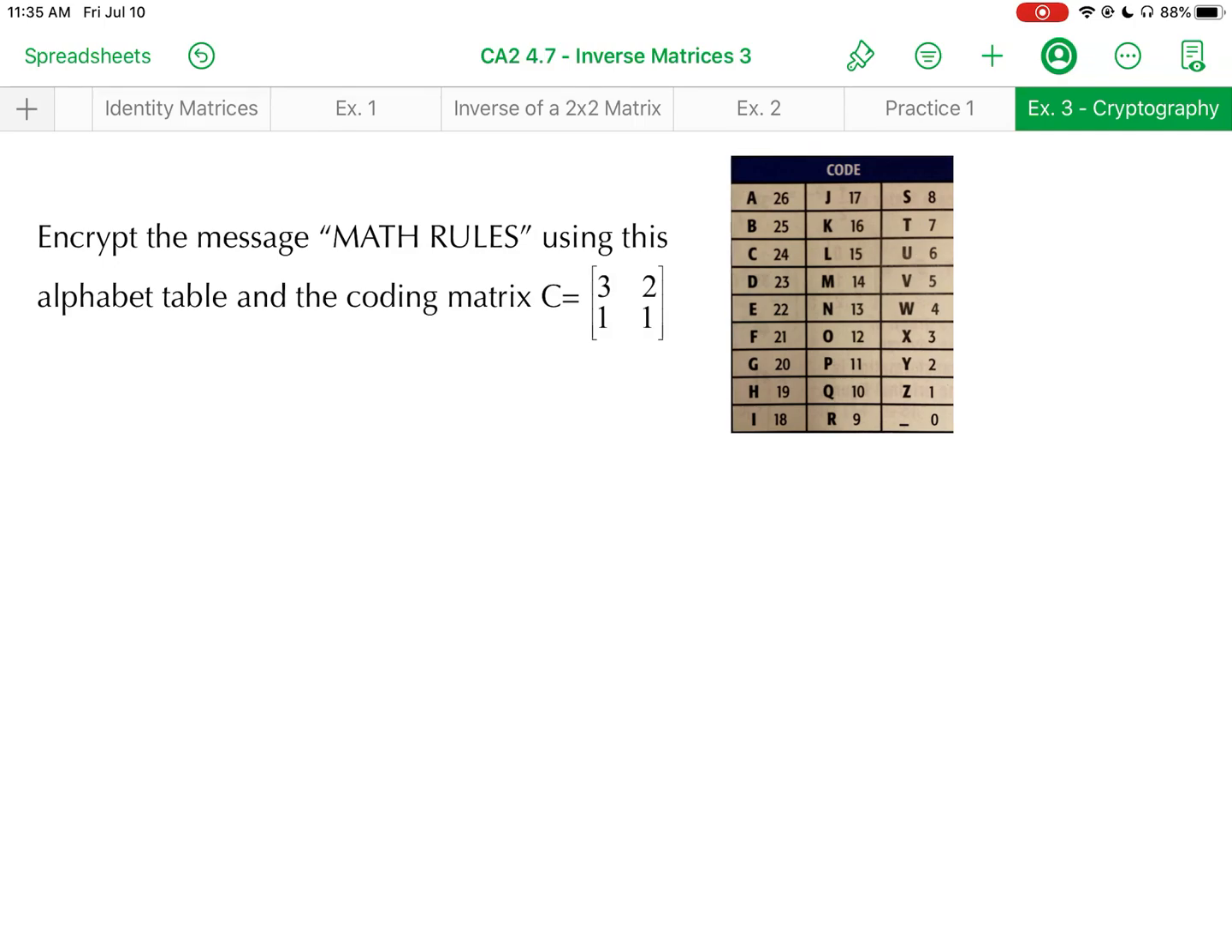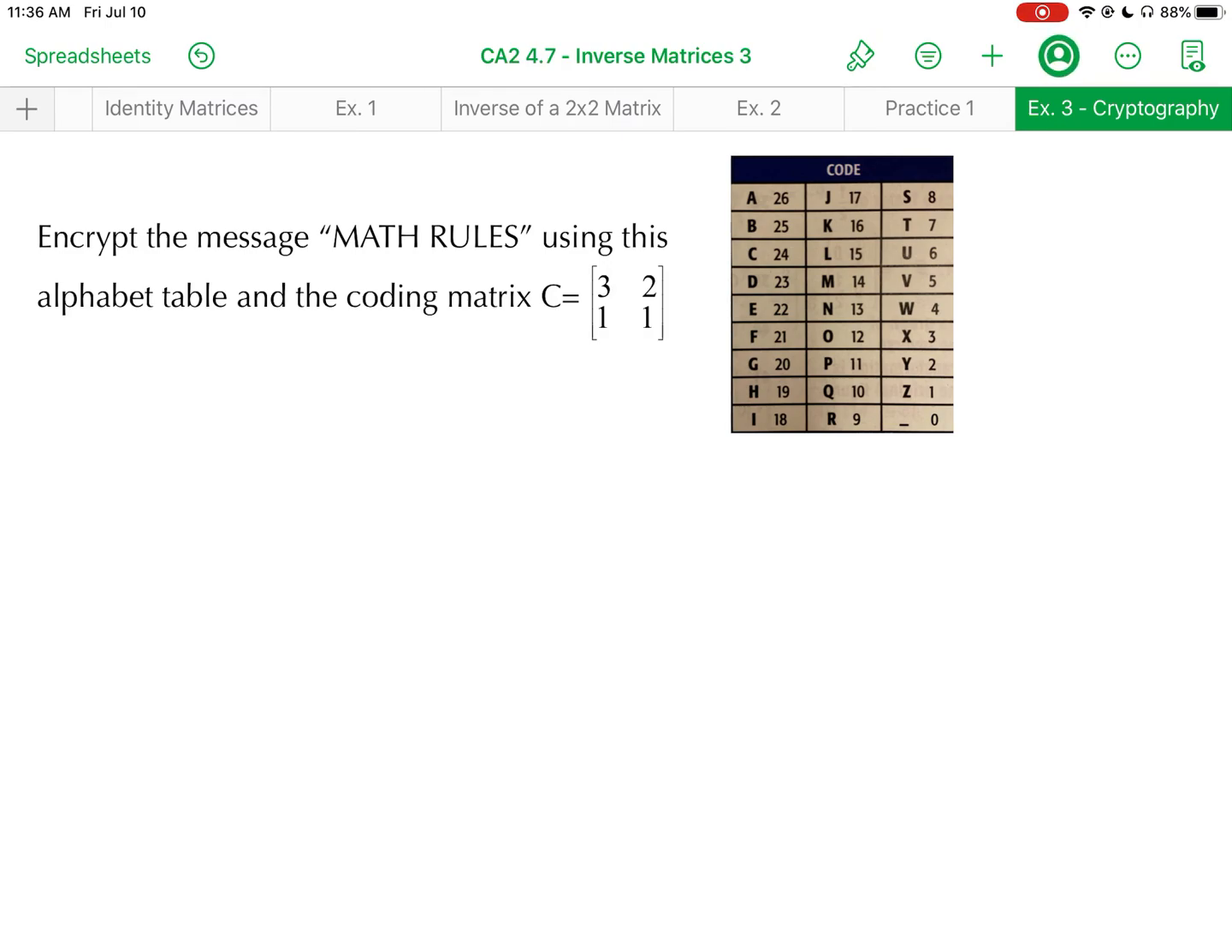This would be particularly useful in a military situation where you're trying to send a message to your allies and the message has to travel across enemy lines, and you want to make sure that if it's intercepted, that the message can't be read by the enemy. Okay, so we're going to encrypt the message "math rules" using the alphabet table that you see on your screen here and a coding matrix C that you see on the screen.